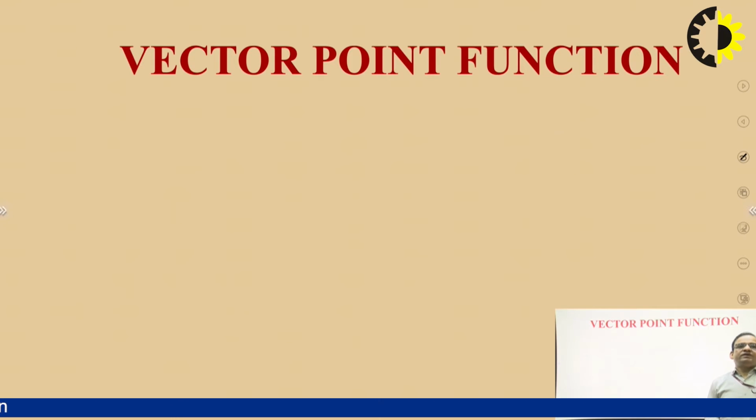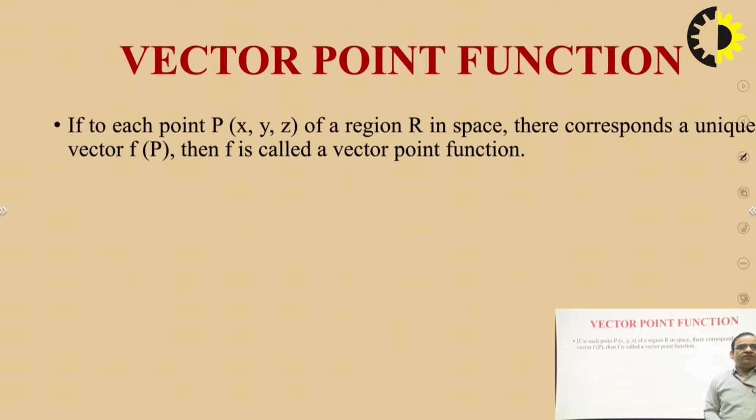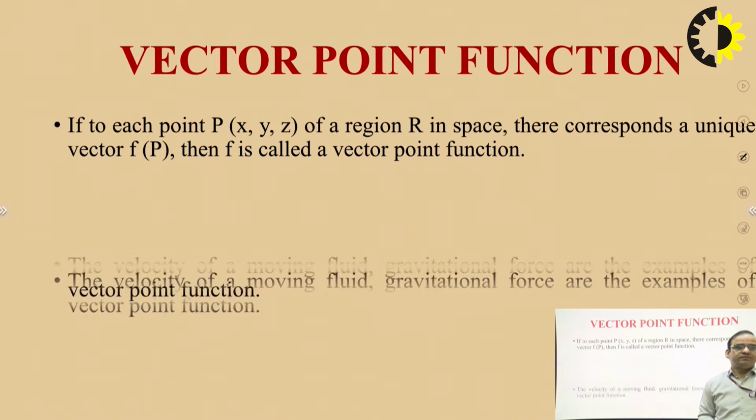Now, the vector point function. If to each point P(x, y, z) of a region R in space there corresponds a unique vector f(P), then f is called a vector point function. That means if a field is a vector field, the function defined over it is a vector point function, which gives you a vector value at any point of a vector field, vector space.